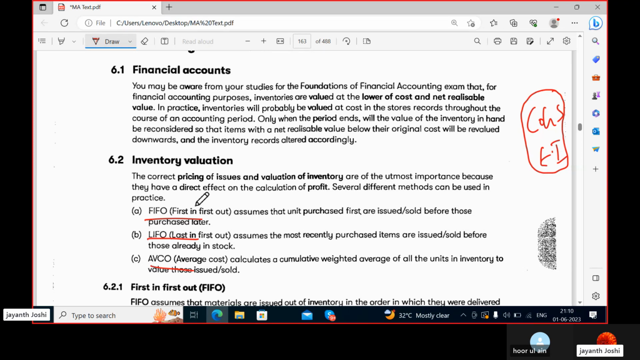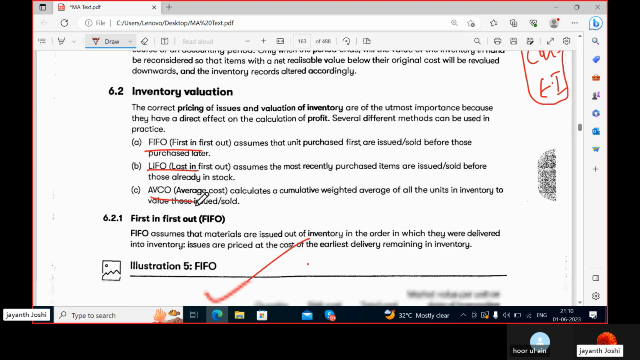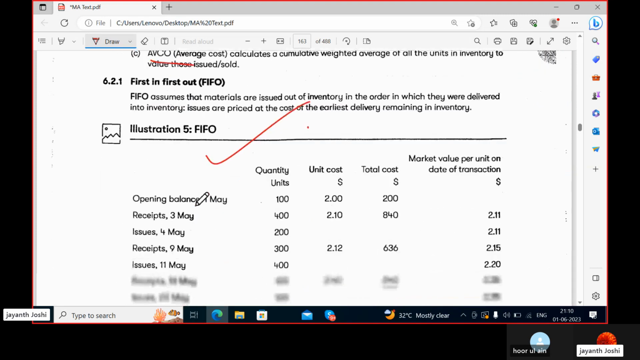The perpetual system is nothing but you have layers of inventory. Every day you buy some quantity, and in a day or two you also sell a certain quantity, again you buy, again you sell. So you are using these perpetual inventory valuation methods to find out the cost of goods sold and also the ending inventory.